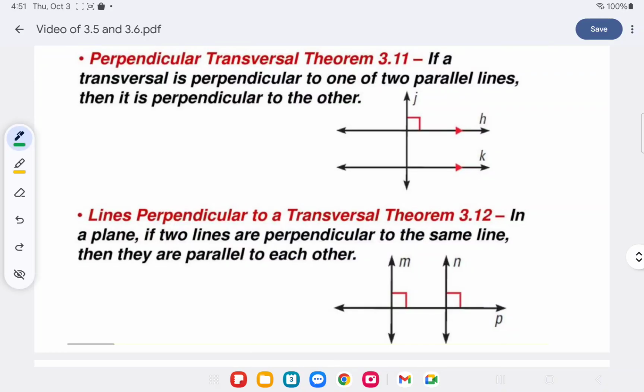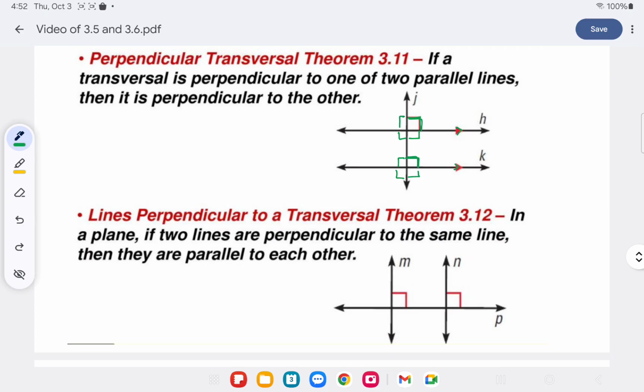If a transversal is perpendicular to one of two parallel lines, then it must also be perpendicular to the other. That makes sense to us, especially because we've already learned that if we have corresponding angles of parallel lines, then the corresponding angles are congruent. Well, these are corresponding angles. So since this is 90 degrees, its corresponding angle must also be 90 degrees because the lines are parallel to each other. And if those are 90 degrees, then we know that the lines are perpendicular, which means all of these are 90 degrees from our previous two theorems.